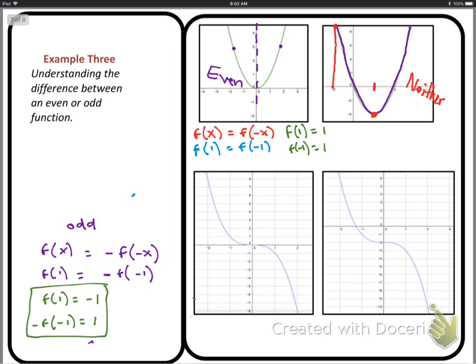Okay, and now same goes for this one down here on the bottom left. So if you reflect it over the y-axis, it's not going to be the same picture. This one's going to go like that and like that. Okay, it doesn't give us the opposite picture, so this is not even. And again, if we're looking at 1, we get -3. If we're looking at -1, we get -1. So this is neither as well.